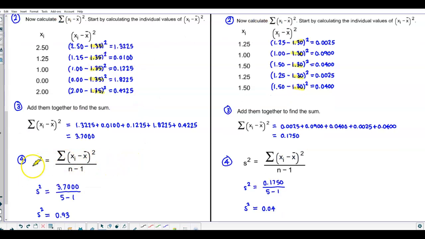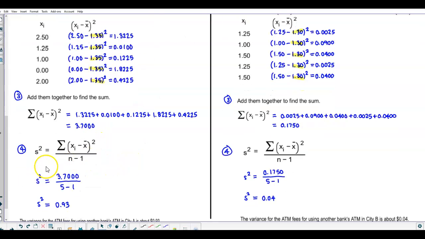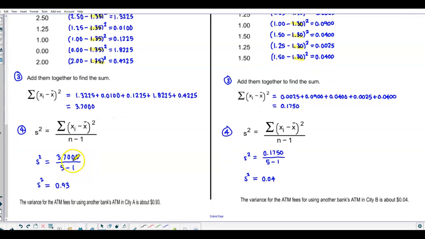Now in step 4, we're going to plug in this information to find our variance. So we know that the sum, which is our numerator, becomes 3.700. We know the number of data values is 5, and we're going to subtract 1, that's in the formula. So 3.700 divided by 5 minus 1 gives us a variance of 0.93. And over here, we're going to take, again, the sum, which is 0.1750, divide that by 5 minus 1, which gives us 0.04.